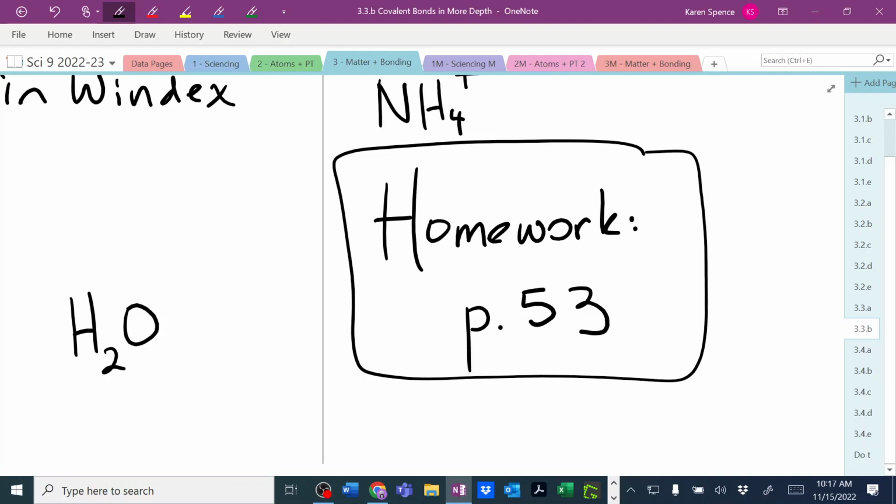So homework is page 53. It's not very much, but if you look back at your notes, you should be able to find the answers. 53.